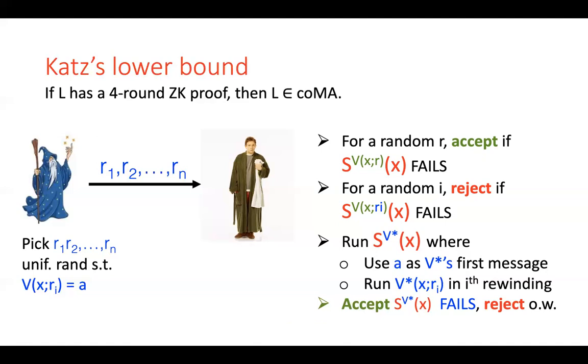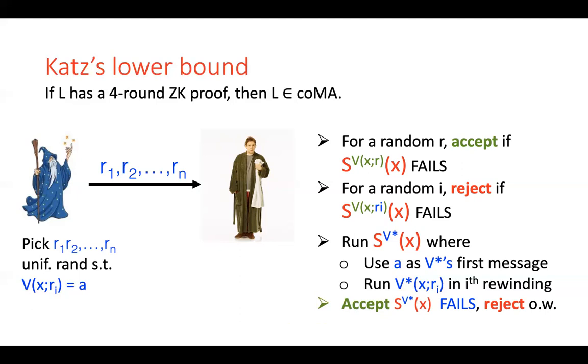So first you do this, and if the simulator fails, you right away accept. If not, you proceed. And now you're going to pick a random one of these R1 through Rn and fix that as the random tape and run the simulator with the honest verifier on that random tape and check if it fails. And now if it fails, you're going to reject. Okay, and you will see that these 2 simple ideas are going to fix this even when the proof system is not complete. So I'm going to go through the completeness and soundness of this proof system.